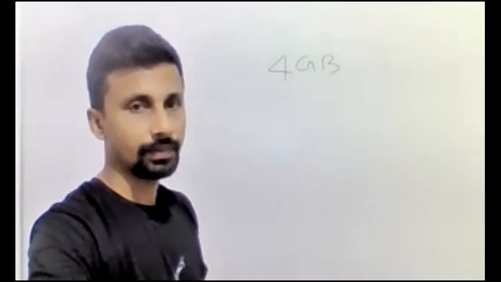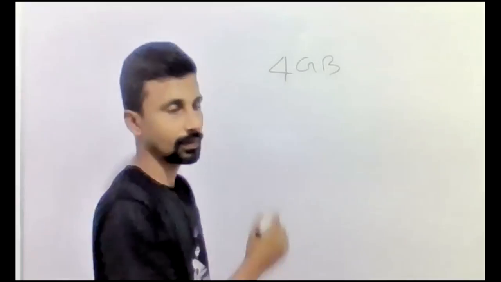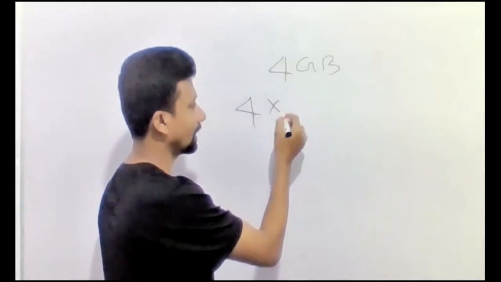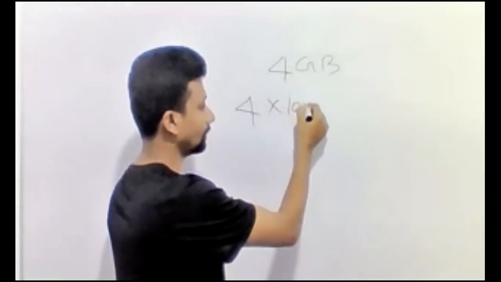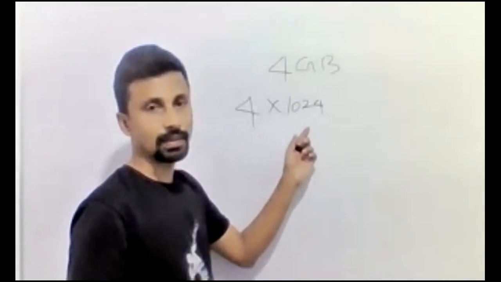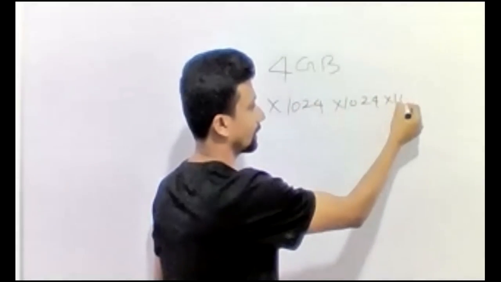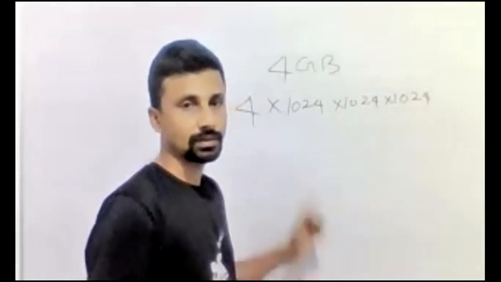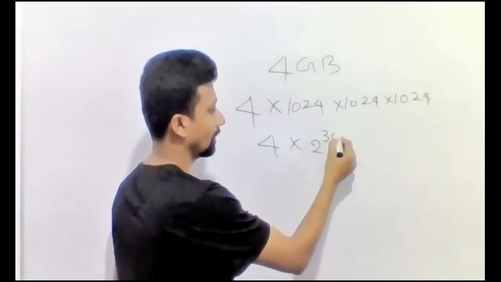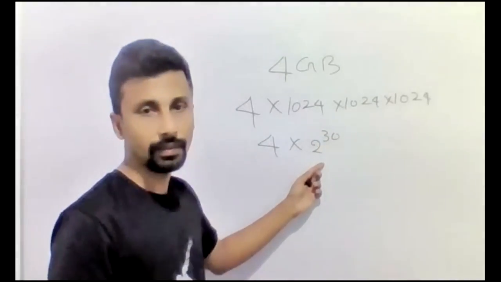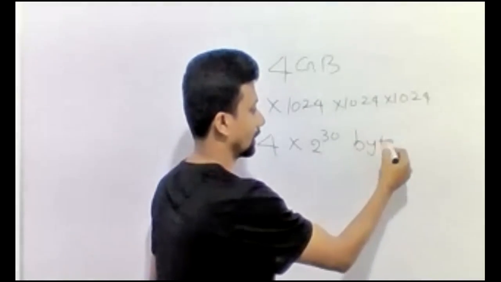You have 4 GB. First we have to convert it to bytes. So 4 GB, I have to multiply by 1024. If I multiply by 1024, gigabyte becomes megabyte, again 1024 kilobyte, again 1024 byte. So that means I can take 4 into 2 to the power 30. When you convert 4 into 2 to the power 30, you get the value in bytes.